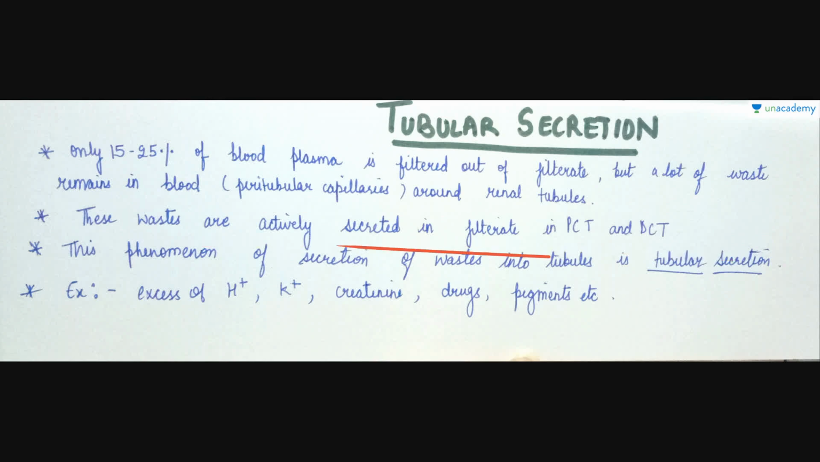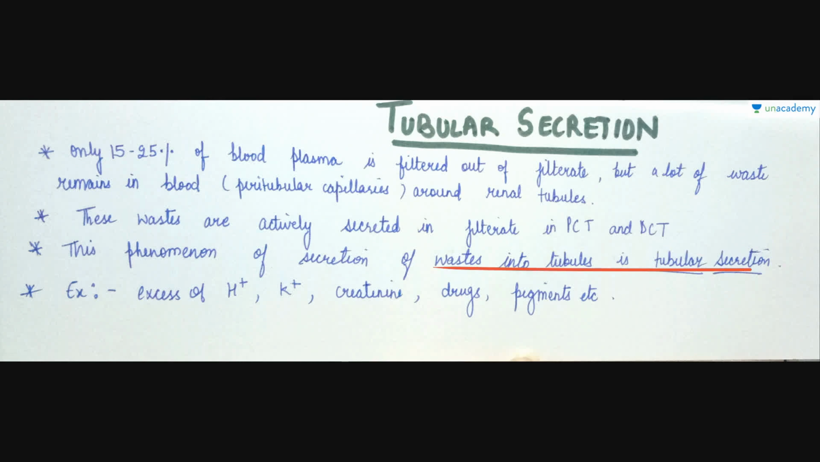Actively means they require energy against the concentration gradient, because anyhow they are present in low amounts in the blood, but even their low amount has to be secreted because they are of no use in our body. So actively they have to be secreted into the filtrate present in the PCT and the DCT. So this process is the tubular secretion process. This phenomenon of secretion of wastes is the tubular secretion process.